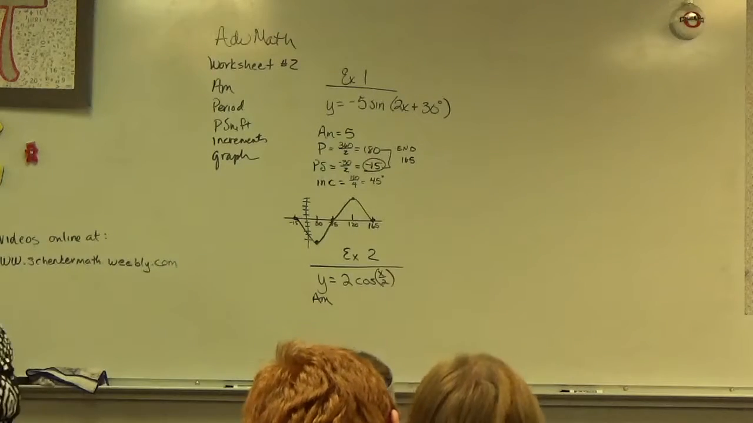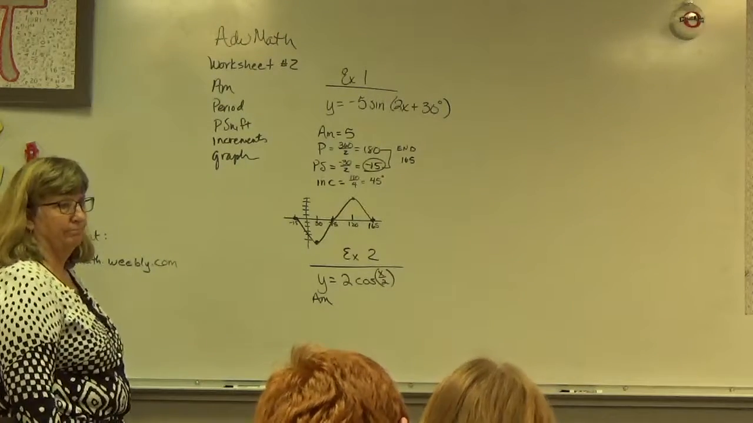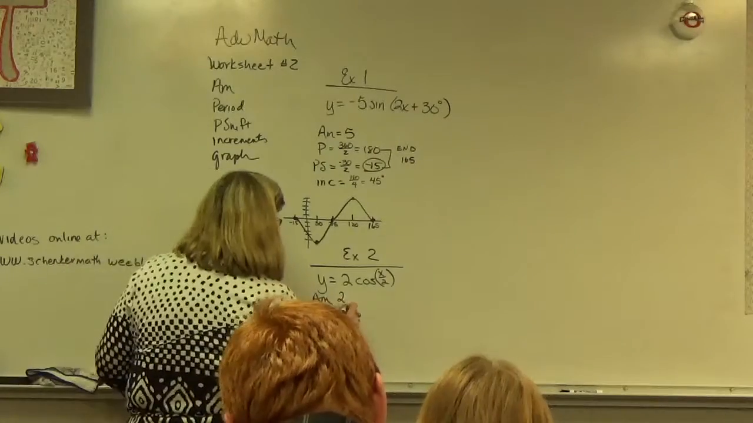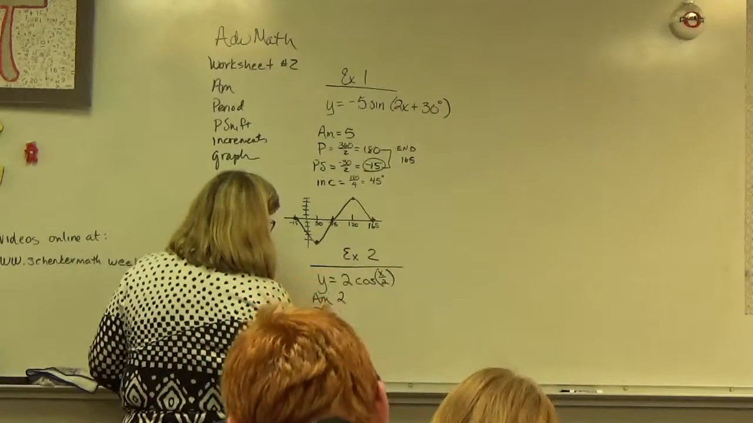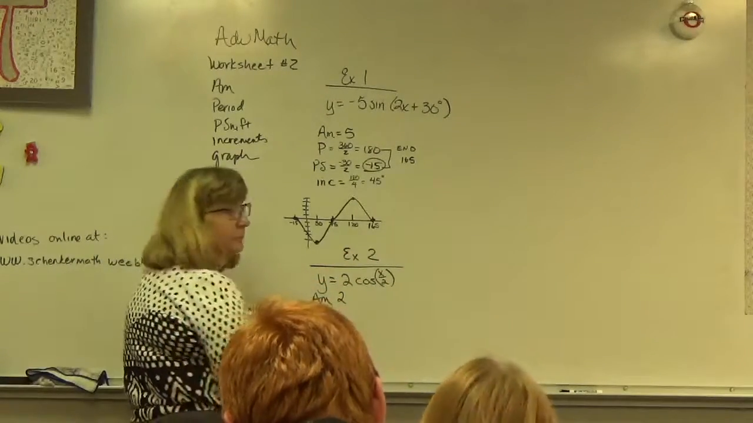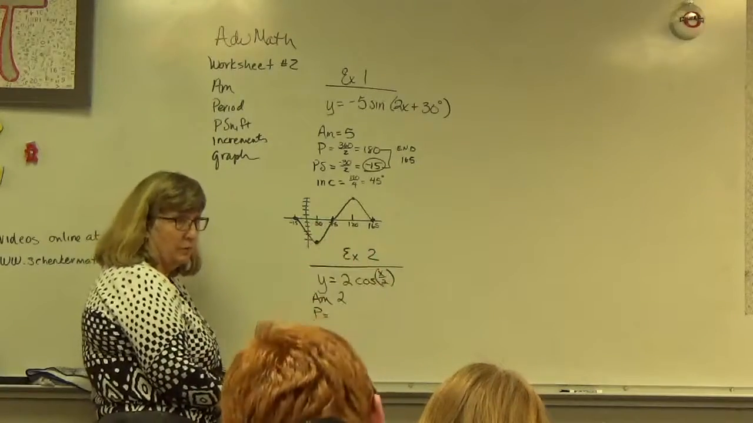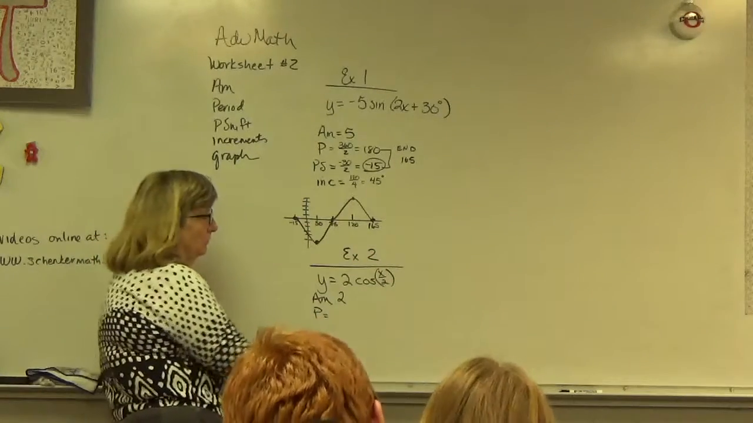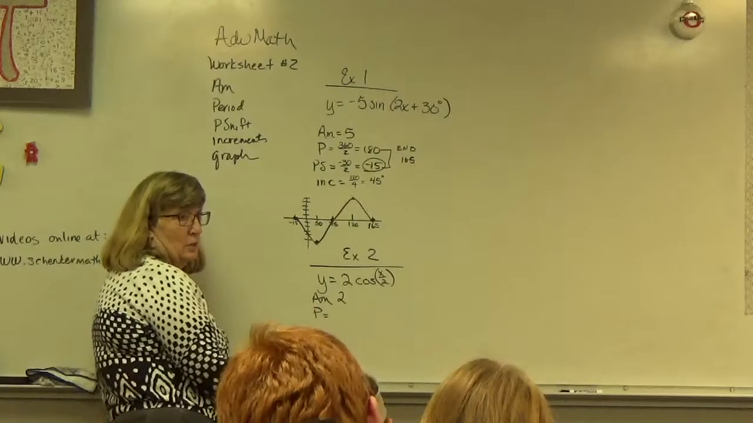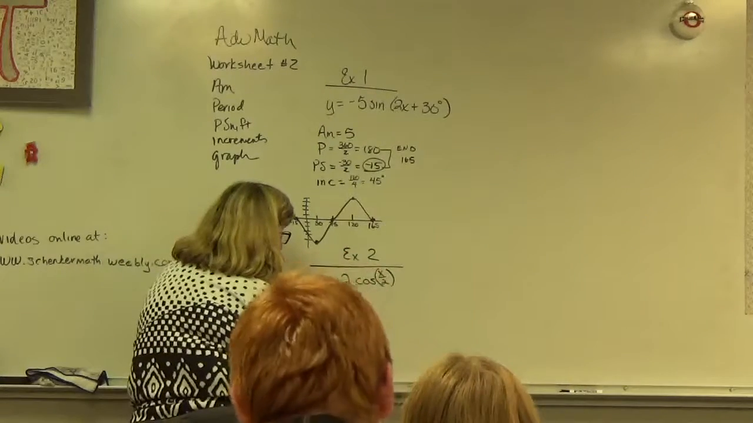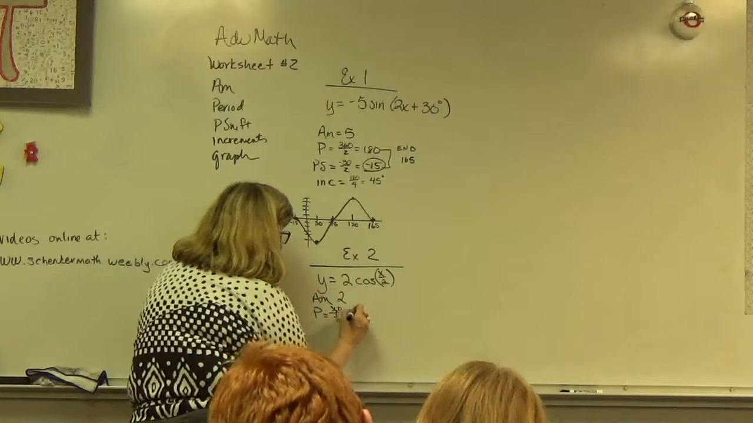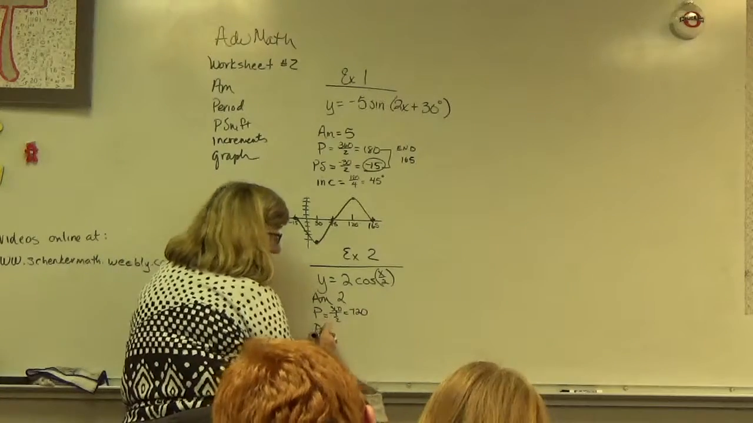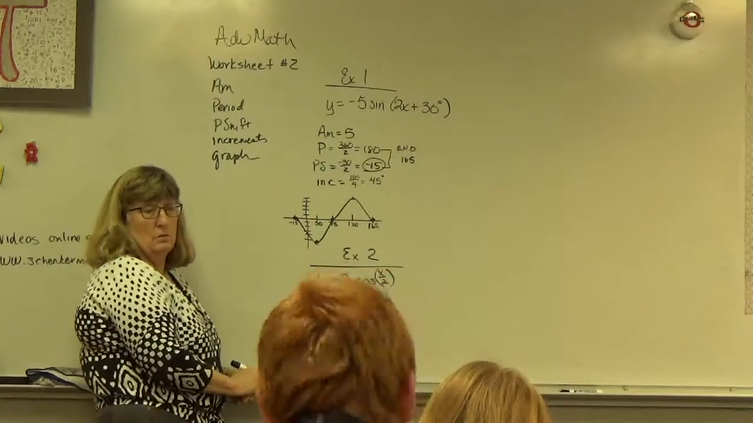Okay, Tara, what would it be? Amplitude. 2. What would the period be? 360 divided by, what's the coefficient? Or no, 1/2. So it's 720. Right. Phase shift. JC.